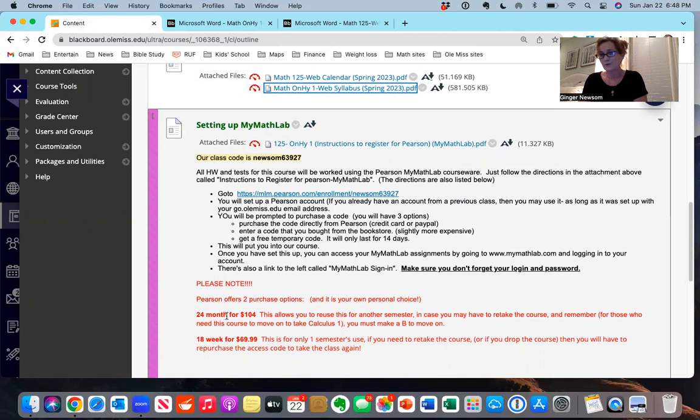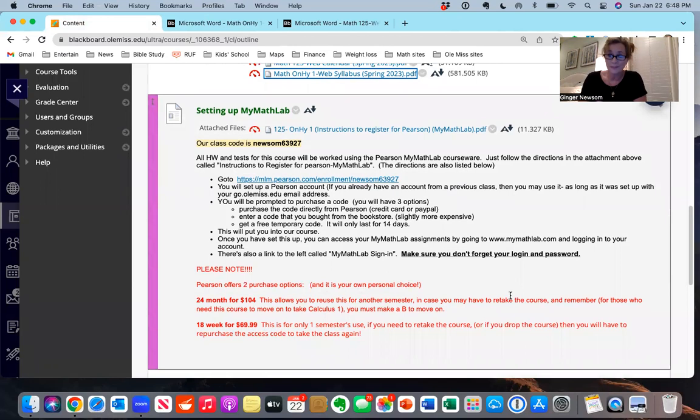The 24-month basically gives you 2 semesters. But it's only for this class, so I want you to keep that in mind. If you buy a 24-month, it doesn't mean that you'll be able to use this when you move to Cal 1. Okay, it's strictly for this class.